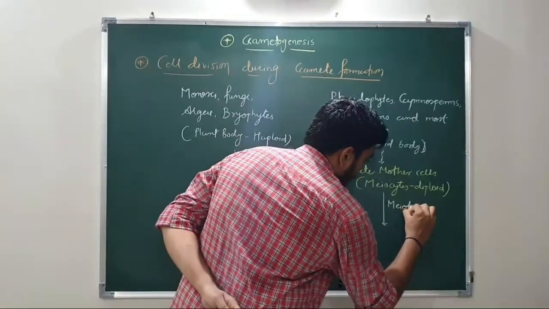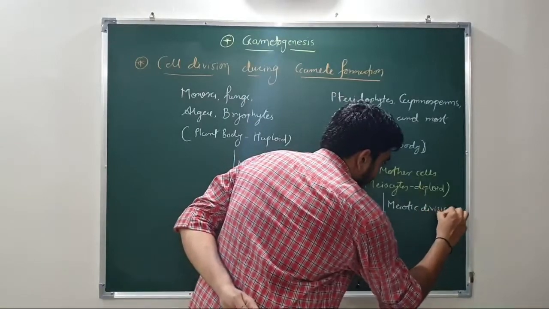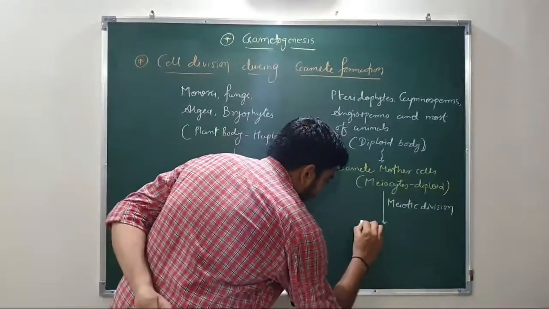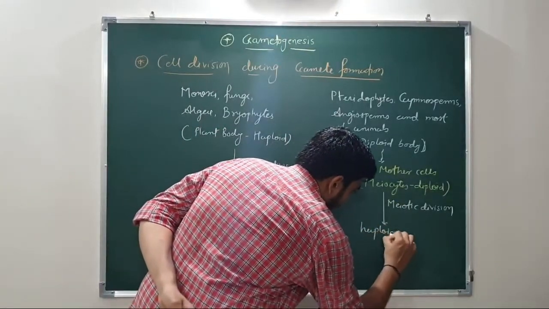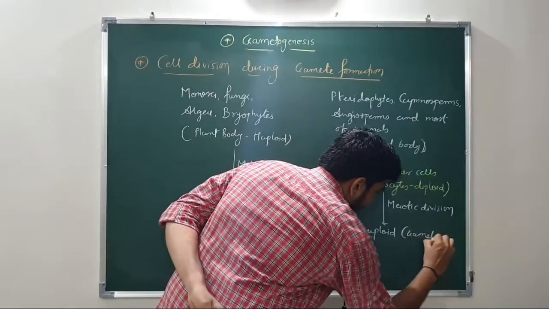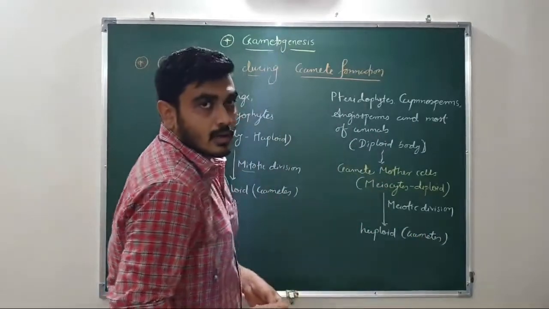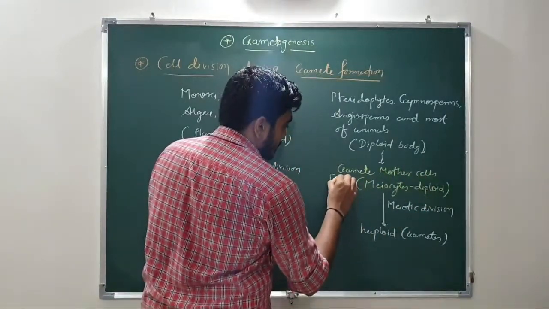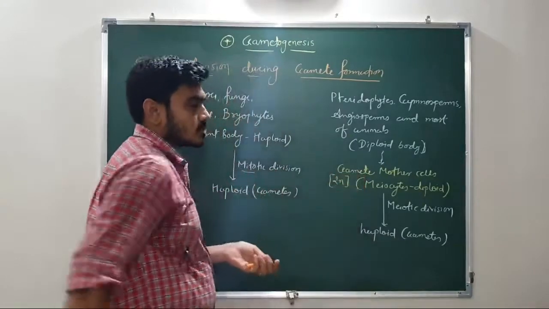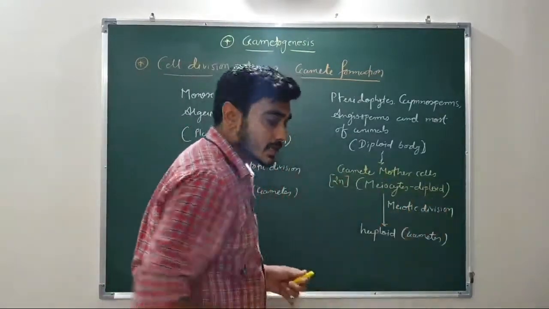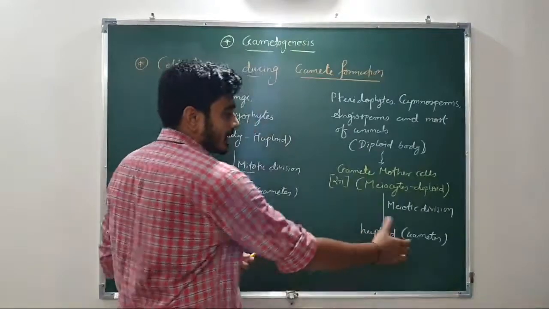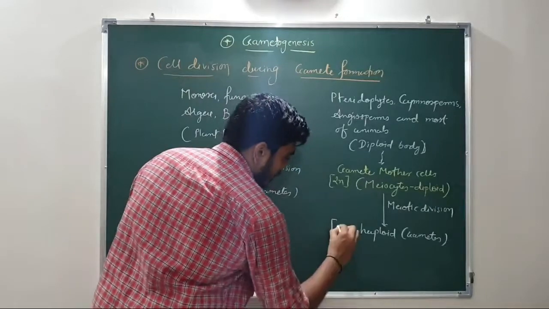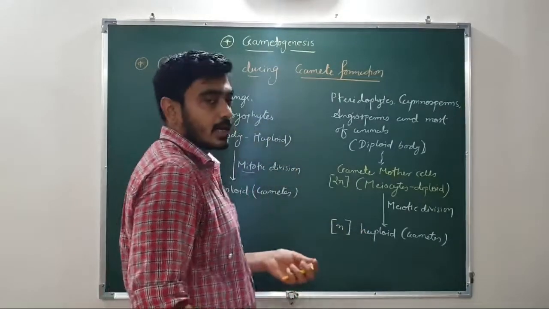So due to the meiotic or reductional division, they produce haploid gametes. If we compare, the gamete mother cell or meiocyte is diploid in nature, that means it consists of the complete set of chromosomes. But due to the meiotic or reductional division, the resulting haploid gametes possess only half set of chromosomes, only one set, and therefore they are represented by N.